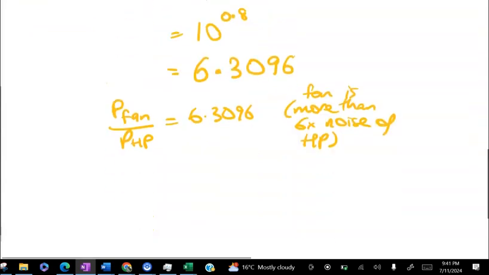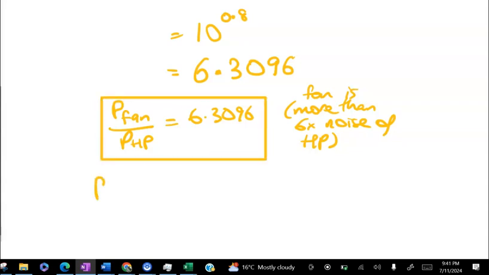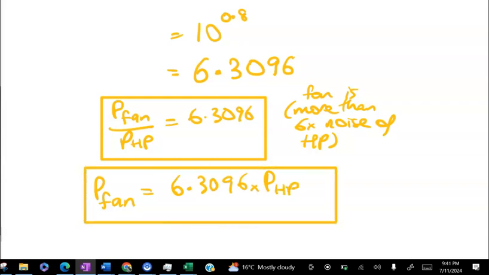If you want to show it even more clearly, I think a really nice last line would be, so we've got this one, but we could also write P fan is equal to 6.3096 times P HP. Okay, so there we go, we're done. So we've shown what we need to show, and that's all there is to that question.